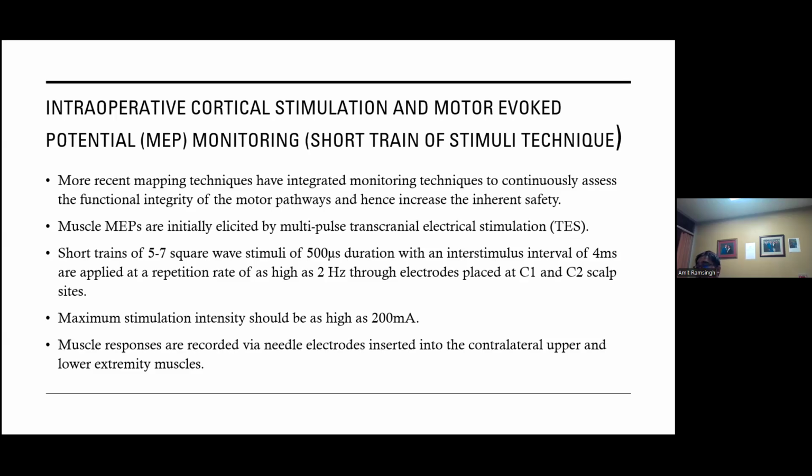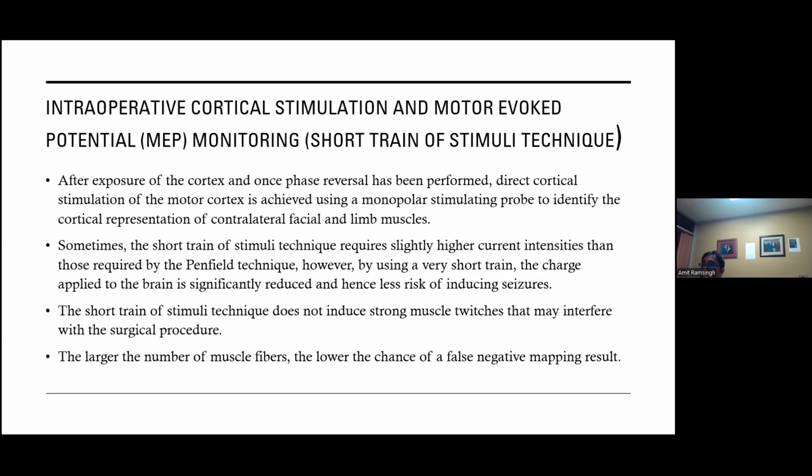We have the application of short trains of 5 to 7 square wave stimuli of 500 microsecond duration, with an interstimulus interval of 4 milliseconds. And these are applied at high repetition rates, as high as 2 hertz, through electrodes placed at C1 and C2 at the scalp sites, right? C1 and C2 correspond to central areas. The maximum stimulation intensity should be as high as 200 milliamps. And we're going to record our muscle responses via needle electrodes inserted into the contralateral upper and lower extremities.